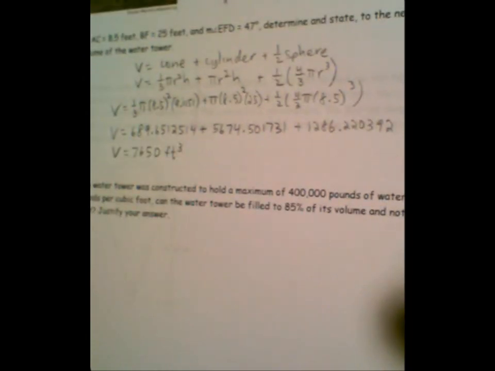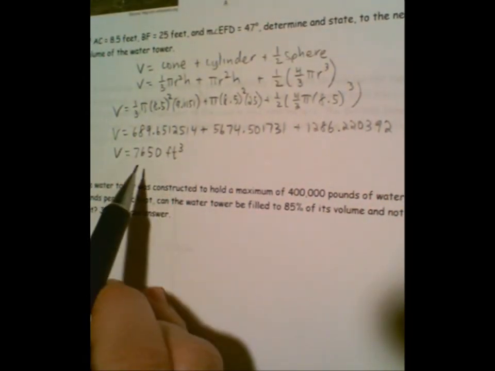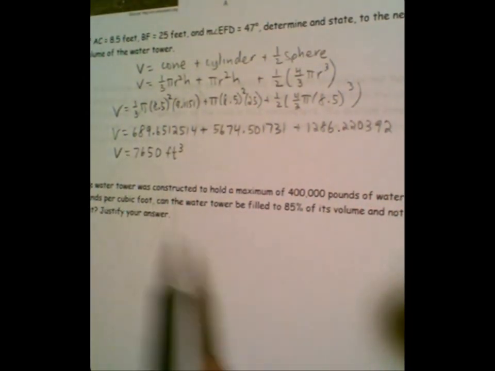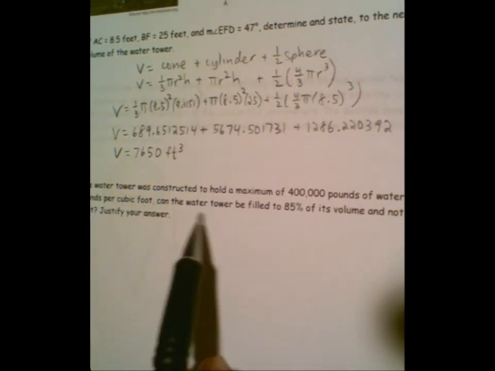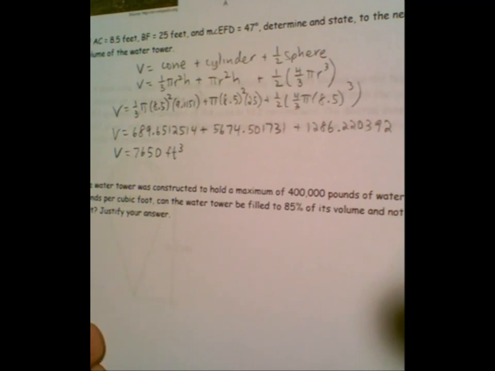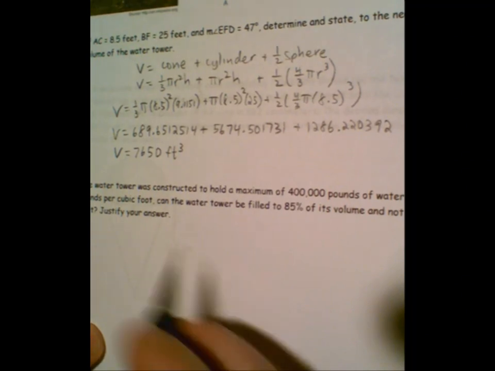The second part of this question was probably harder than the first. But now again, we use whatever we get here, and then you do everything accordingly. The water tower was constructed to hold a maximum of 400,000 pounds of water. If water weighs 62.4 pounds per cubic foot, can the water tower be filled to 85% of its volume and not exceed the weight limit? Justify your answer.